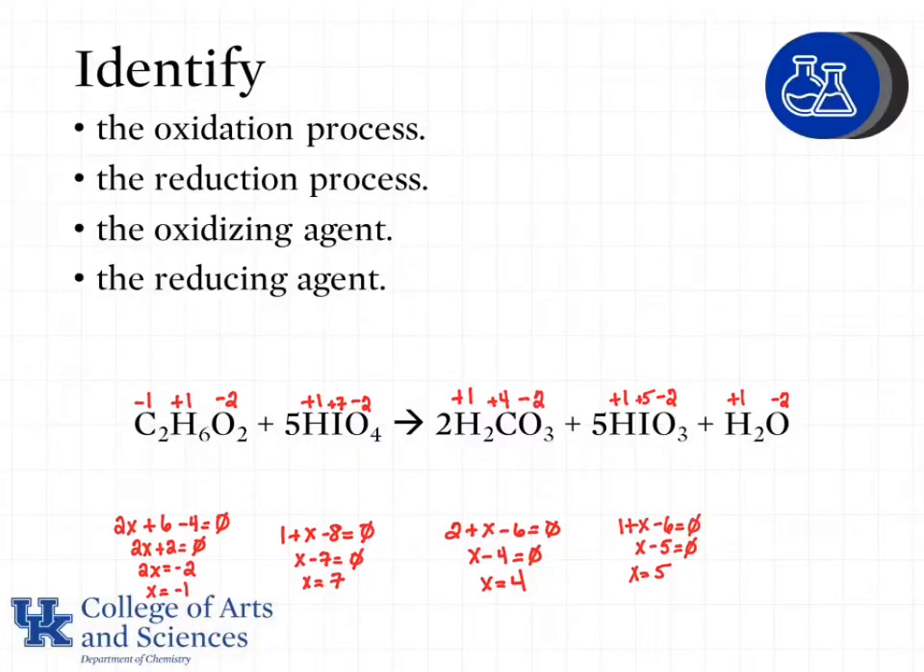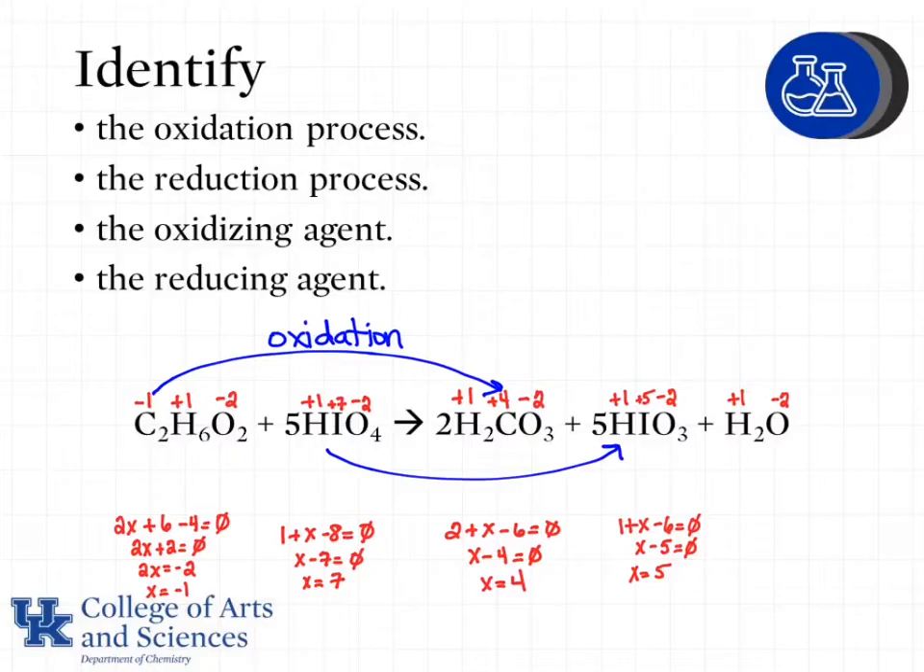Now we can look at which elements change oxidation number in going from the reactant to the product side of the reaction. We see that carbon changes from -1 to +4. We see an increase in the oxidation number, so this is the oxidation process. Iodine goes from +7 to +5, which is a decrease in the oxidation number, so that is the reduction process.